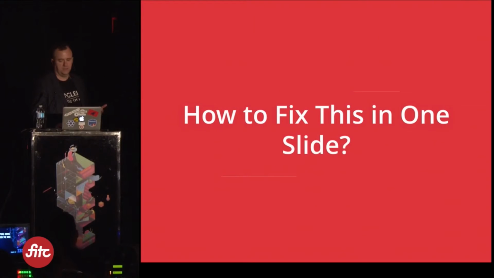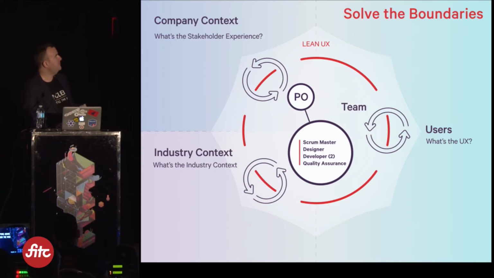And how to fix this in one slide. You solve for the boundaries. So what Lean User Experience does is it's creating a different stakeholder experience. It's working with the users, getting feedback from the users, and then having that conversation with the stakeholders.